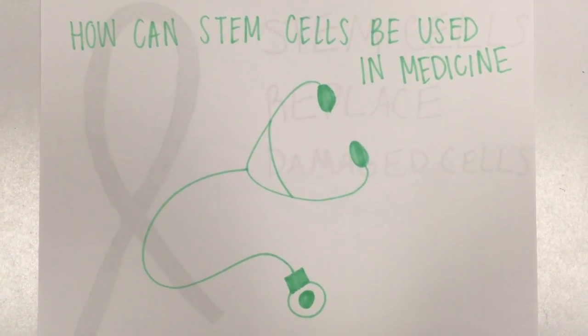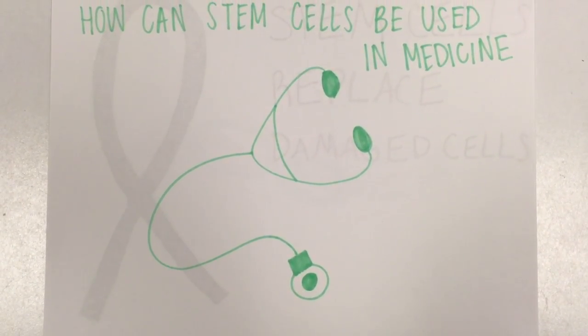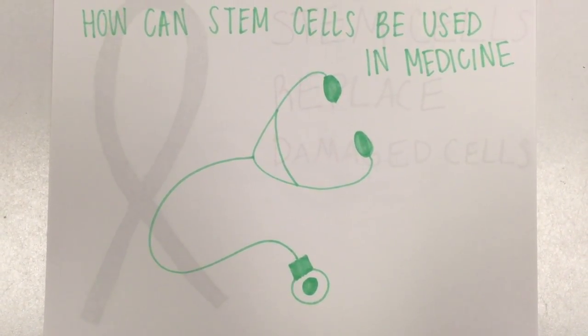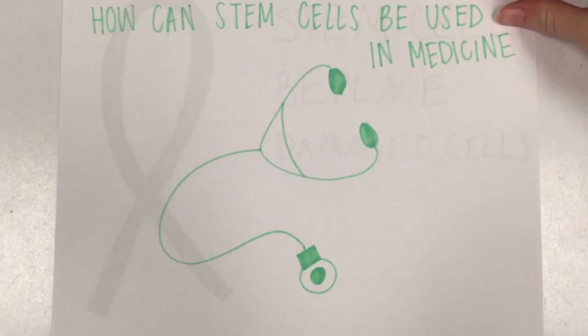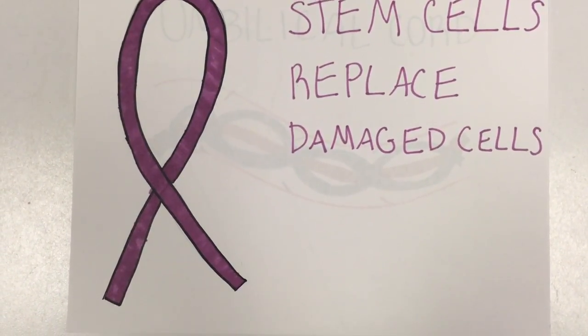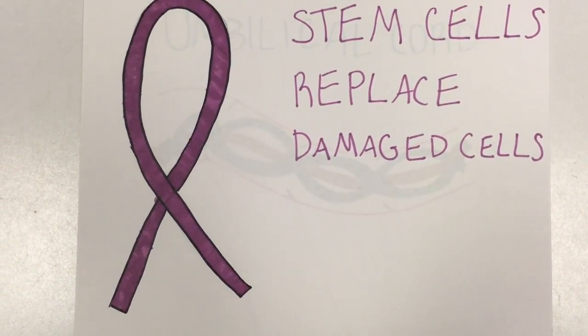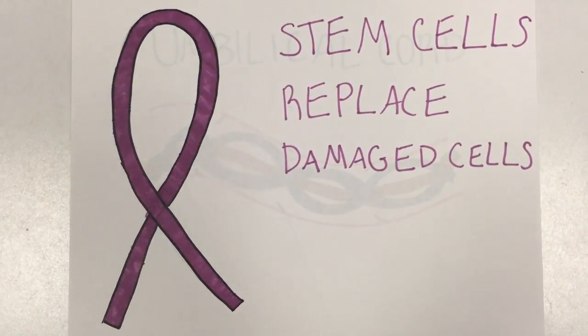So how exactly can stem cells be used in the medical field? Well, in this video, we will discuss how stem cells can be applied to cancers, umbilical cord blood, and bone marrow. Let's start with cancer. Cancer is one of the most detrimental illnesses to have, from the emotional toll on the patient and their loved ones to the painful treatments.